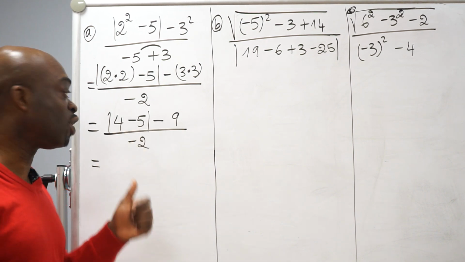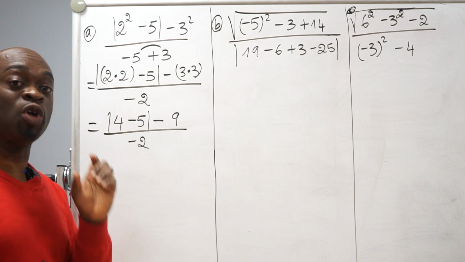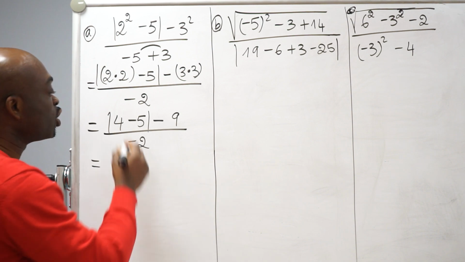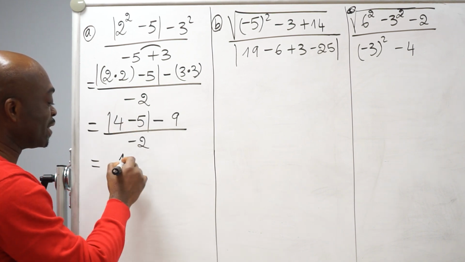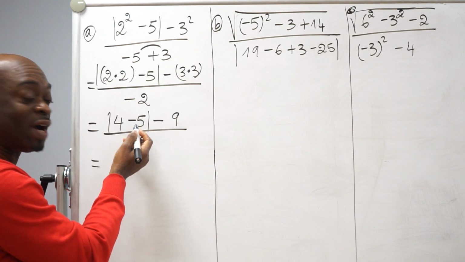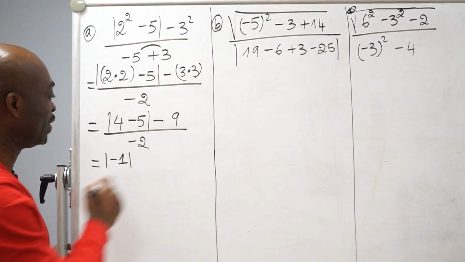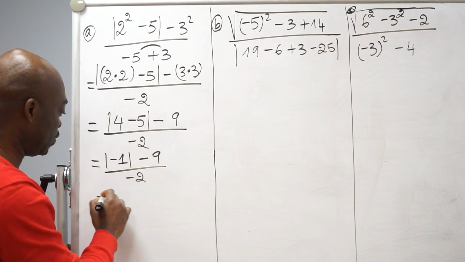One is a positive number, which is 4, and the other one is negative number, which is 5. So you automatically do what? Subtract and keep the sign of the highest number. So we subtract 4 from 5, which is 1. And what's the sign of the highest number again? The highest number is 5, so that's negative. Here's what we have. And then minus 9 over negative 2.